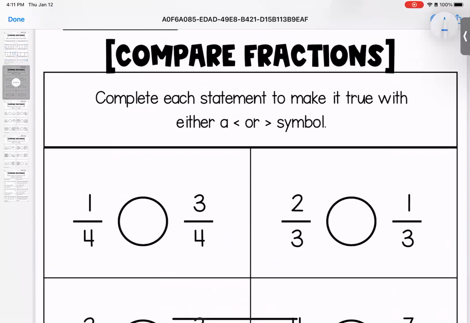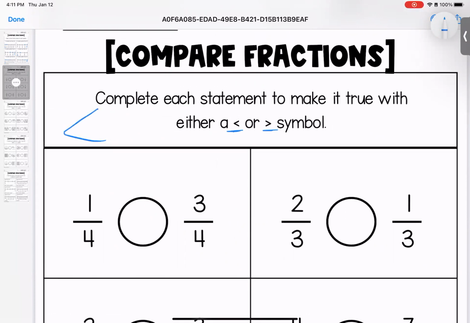All right, I was taking a look at page number 2, where we are going to complete each statement to make it true with either a less than or greater than symbol. We also refer to these as the alligators. Remember, we always want our alligator mouth to face the larger number. It is hungry. It always wants to eat more.